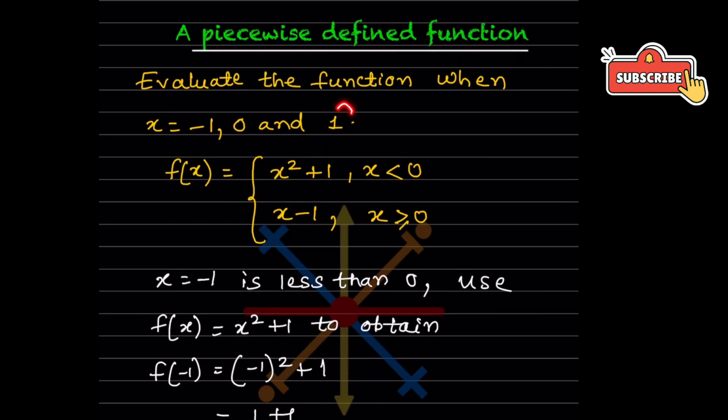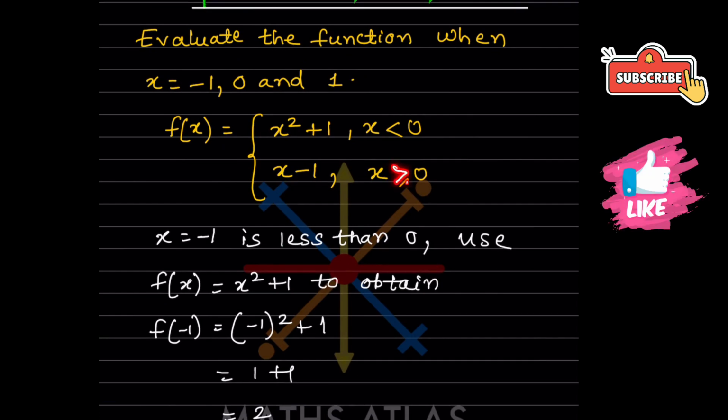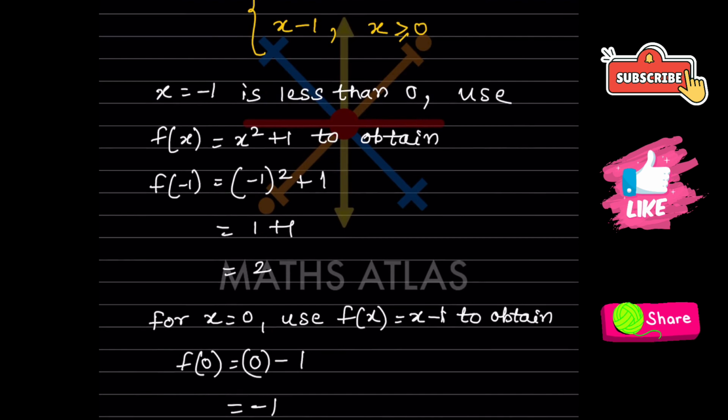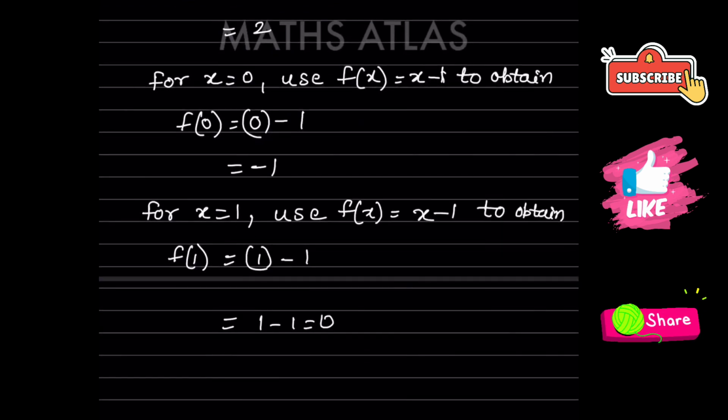Then what is the third one? That is 1. So where is 1? 1 also is in this one, because this says x is greater than or equal to 0. Greater than 0 means 1 comes over here. So now you are going to use the function f of x is x minus 1 to obtain it. In place of this x, you are going to put 1, and this is minus 1. So here 1 minus 1 is 0.